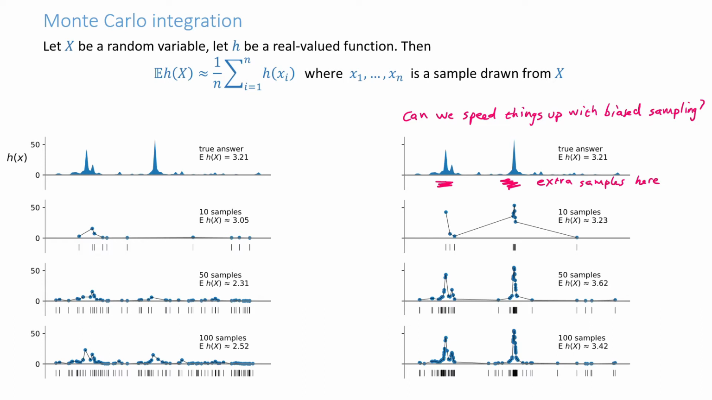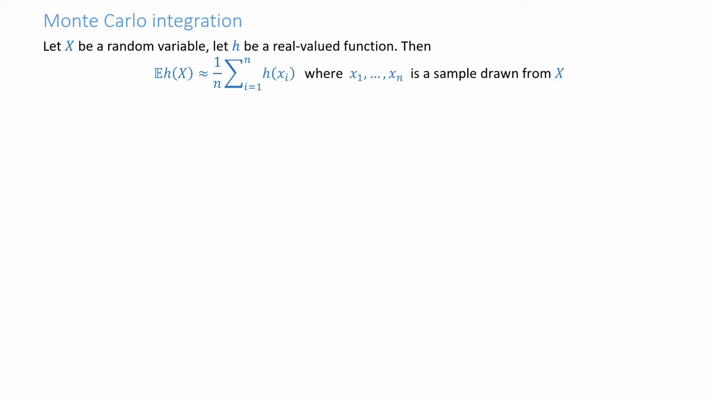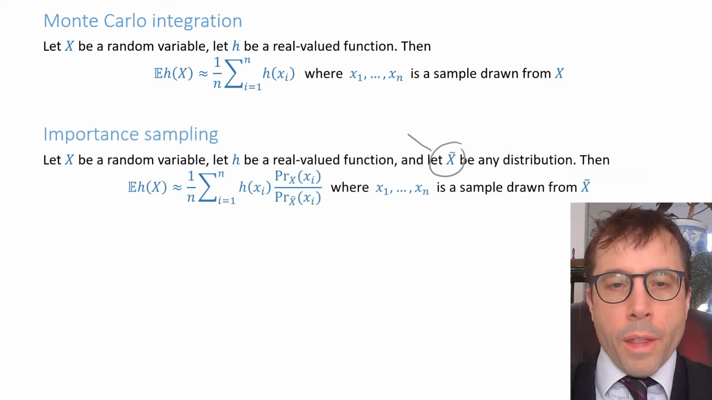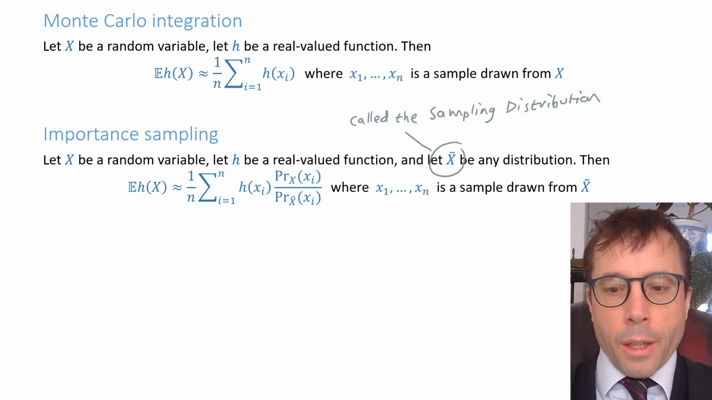Of course, we have to do something to correct for biased sampling. It's no good just talking to people who share your views and then saying everyone in the world shares my views. We have to correct for the fact that we're sampling from a biased distribution. Here's the way to do it. The method is called importance sampling.